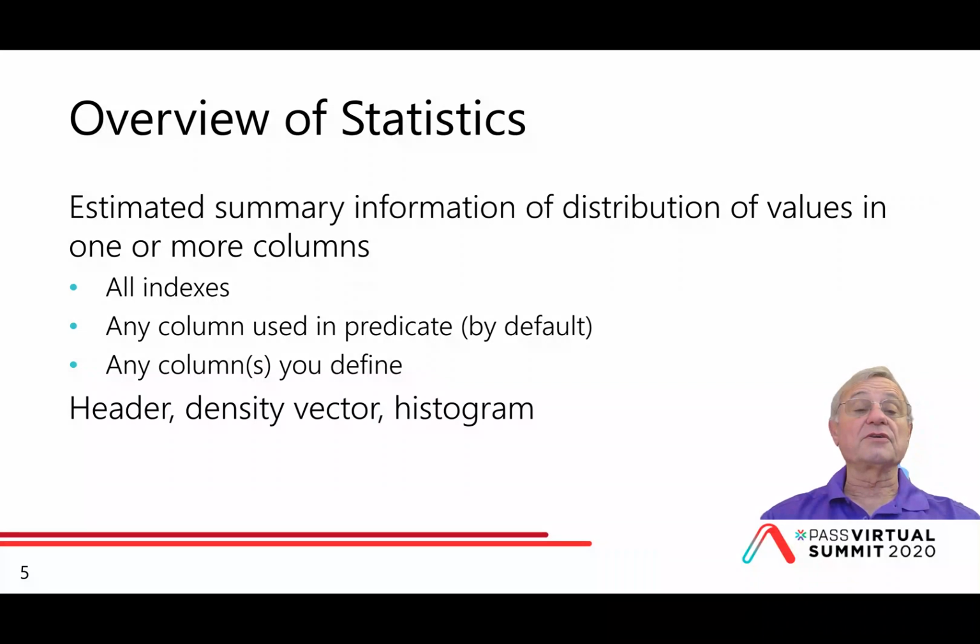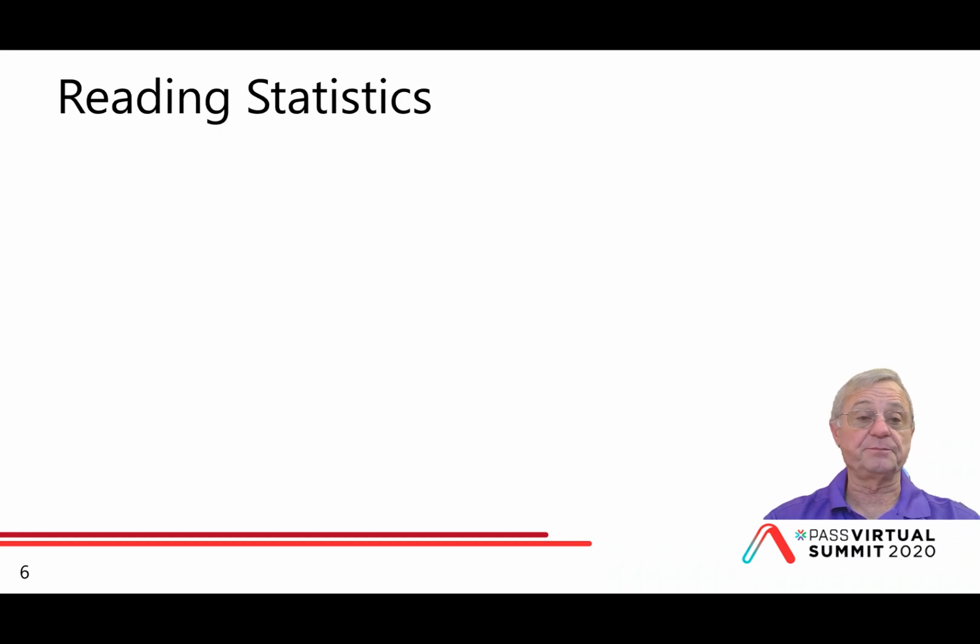There are 3 parts to the statistics: the header, density vector, and histogram. When you have a statistic on more than one column, only the lead column is represented in the histogram. The header is, as the name implies, header information. When was the statistic last updated? Things like that. Density vector covers having multiple columns in a statistic, the distribution of data amongst those 2 columns. And again, the histogram, that's the important part to me. That's the most valuable part of the statistic.